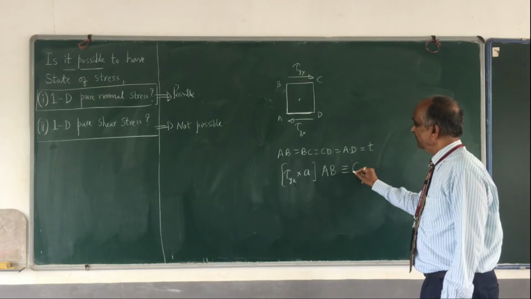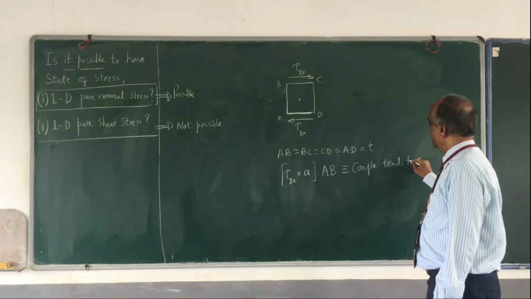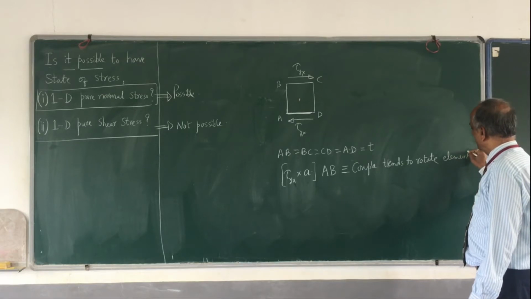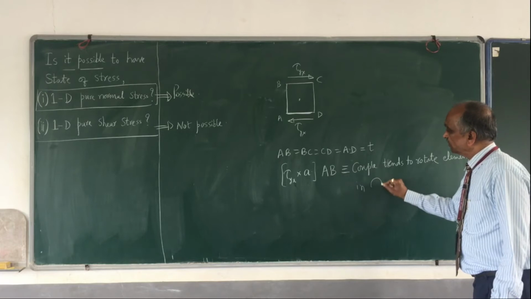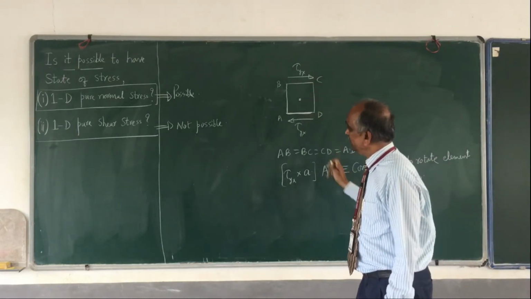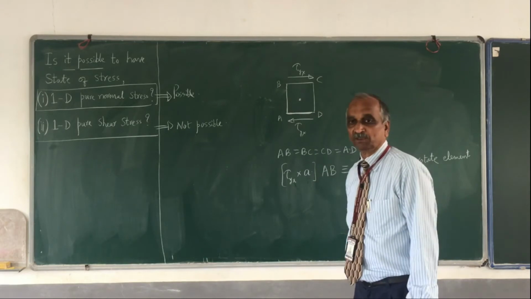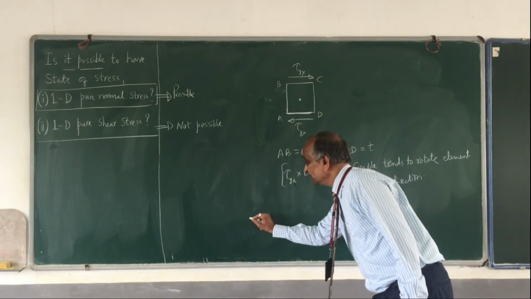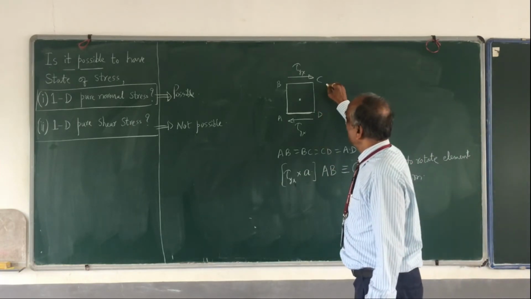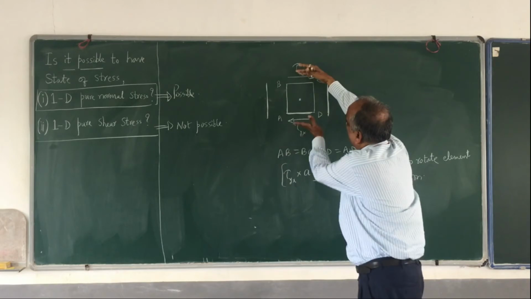What is this? This is a couple that tends to rotate the element in what direction? In the clockwise direction. This is how these two stresses will try to rotate the element, and that is the reason why we concluded that this is not a state of stress, this is not in equilibrium, and therefore this cannot be the state. And therefore, what must we have now? We must have a couple in the anti-clockwise direction. Therefore, we are going to have stresses here also. The shear stresses are going to be here also. You cannot have only these two stresses.